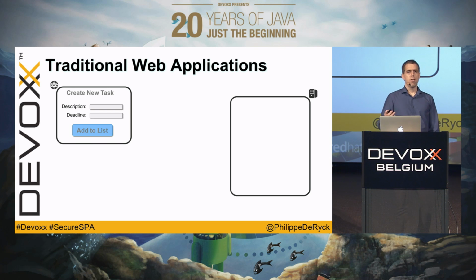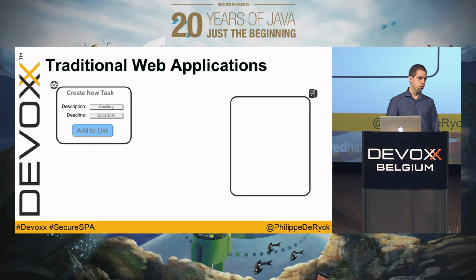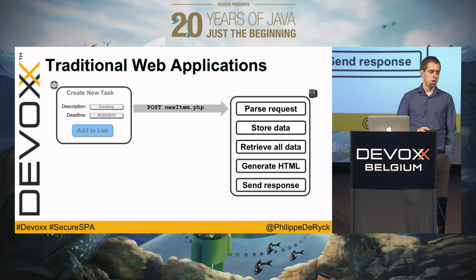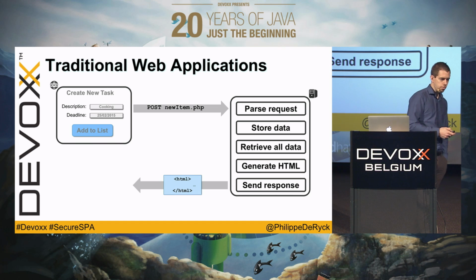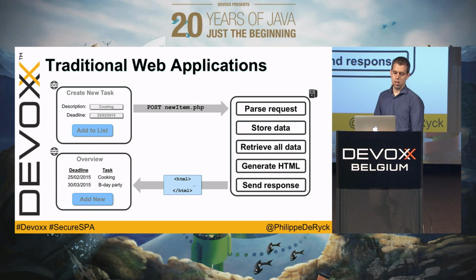So let's say you have an application to create a new task. What used to happen is you fill out something in the browser, it gets sent to the server, where the server does a lot of processing. The server essentially starts parsing the request, stores some data, does a query on the database to build a list of tasks to return, generates some HTML, and sends it back in response. The browser gets this HTML and renders it. That's essentially a web application.